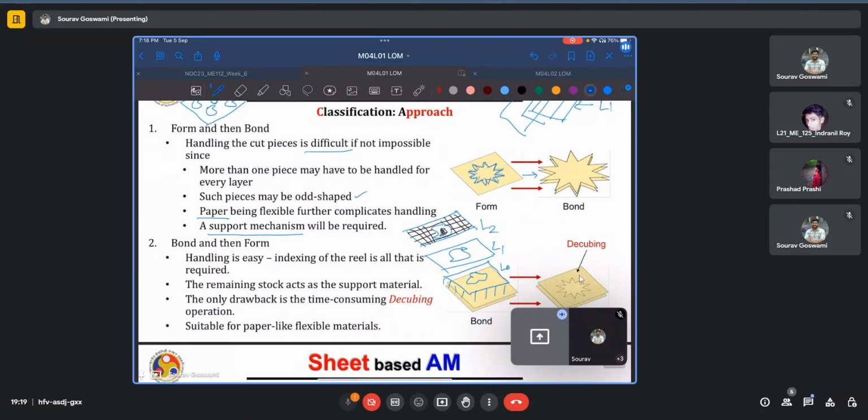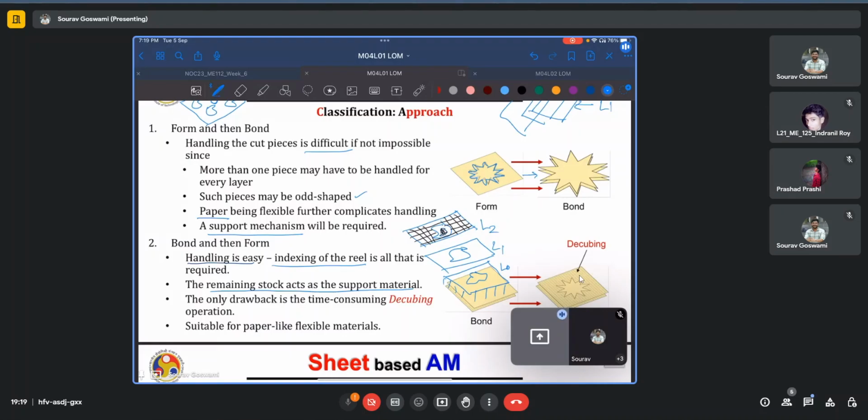So these advantages are summarized here. Handling is really easy. All you have to do is simply index the reel. By indexing, we move a well-defined fixed amount in each pass, and that takes care of the next layer that is coming in. The remaining stock acts as a support material, whereas in the previous case, there was a need for some external support material which was often not available.